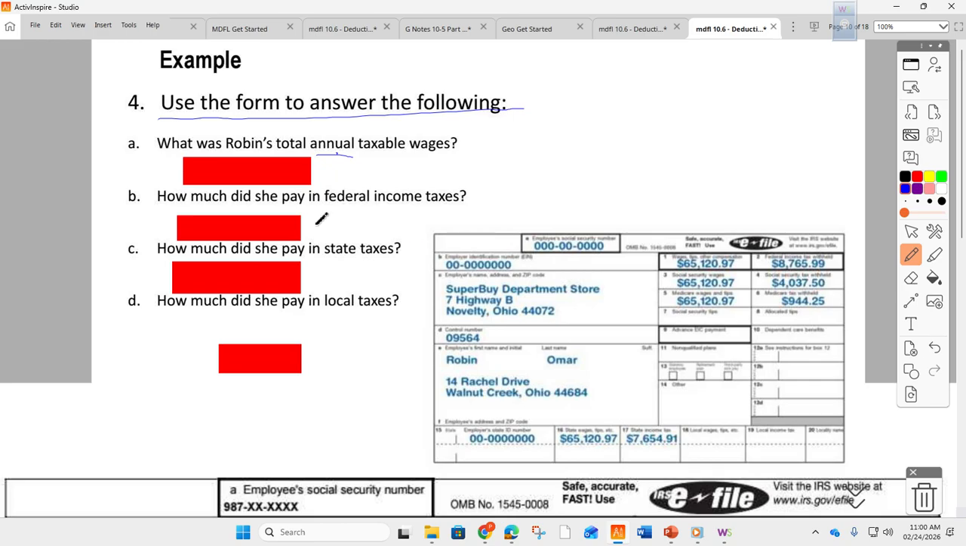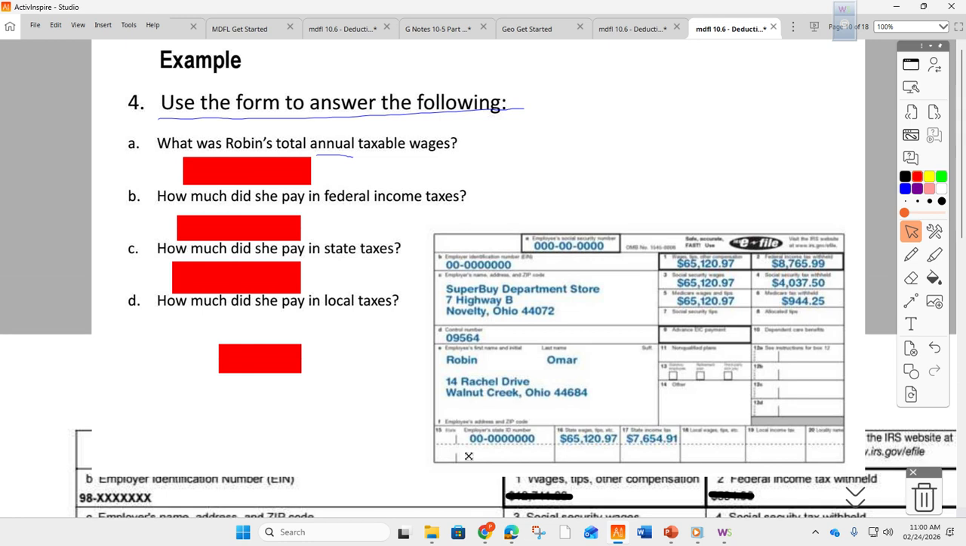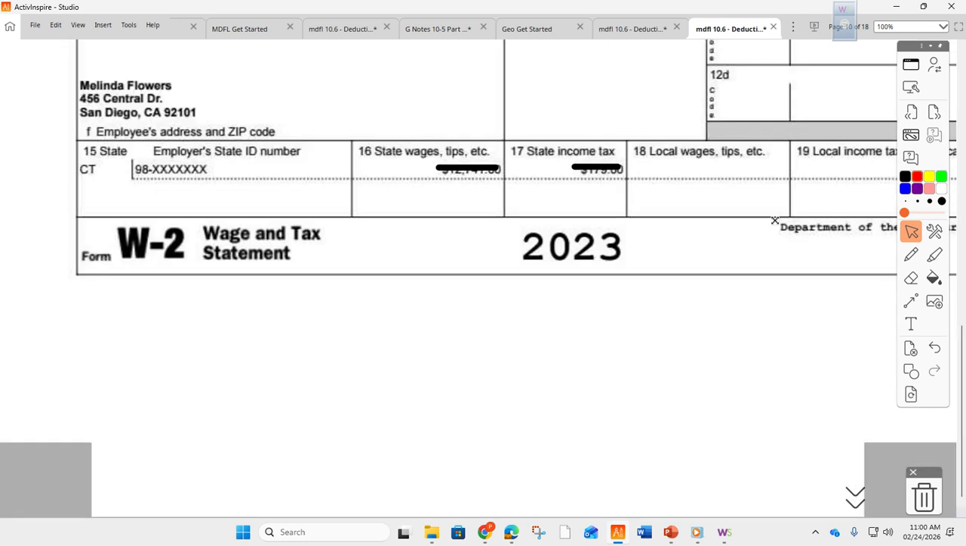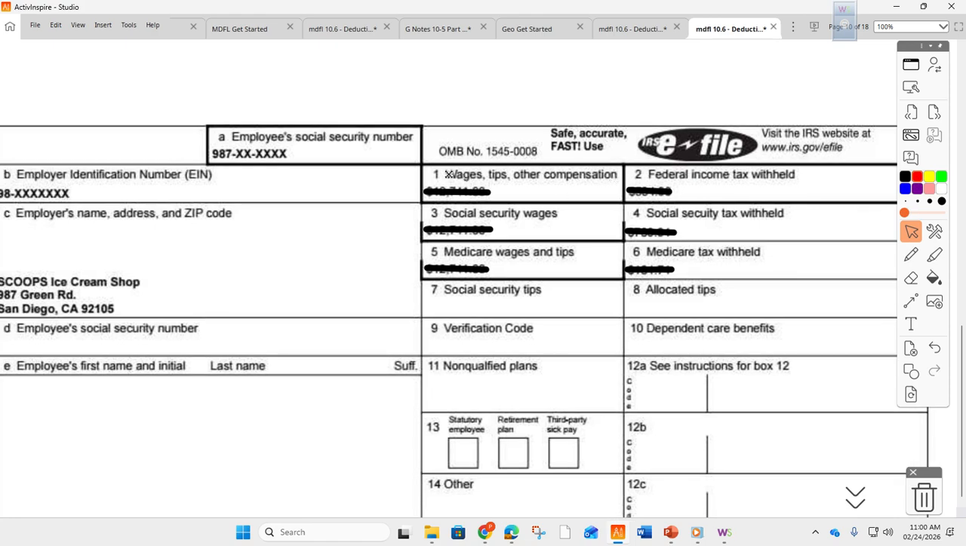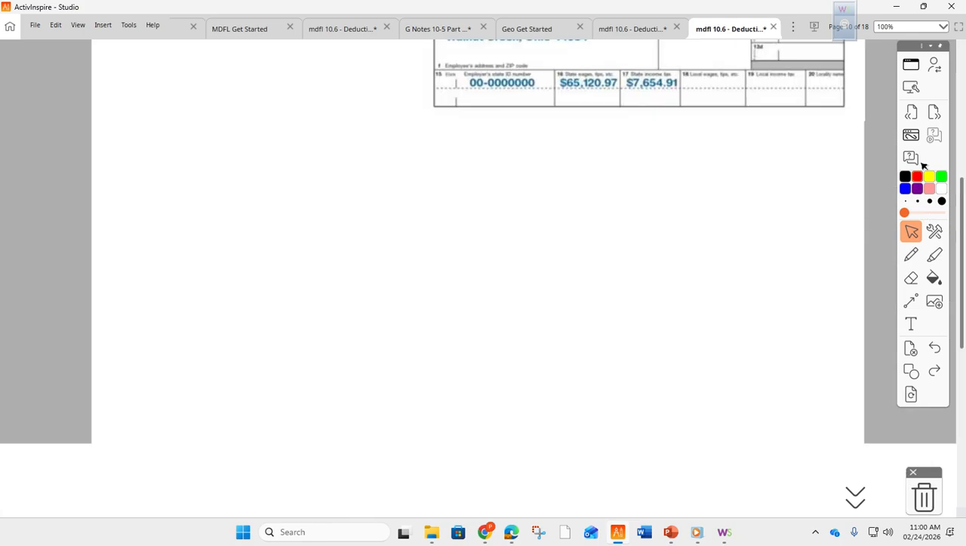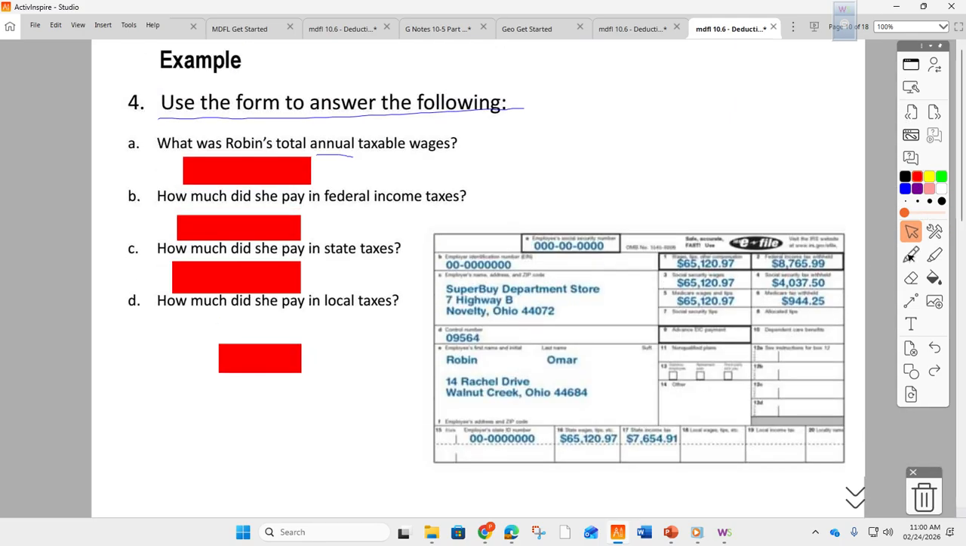So if we're looking to see what Robin's total annual taxable wages are, we want to look for that box that says taxable wages. And I uploaded this one because you can read it a little bit better. So this is the wages, tips, and other compensation box. That's the box we're talking about here. So this is box 1. We're writing box 1. And that amount is $65,120.97.